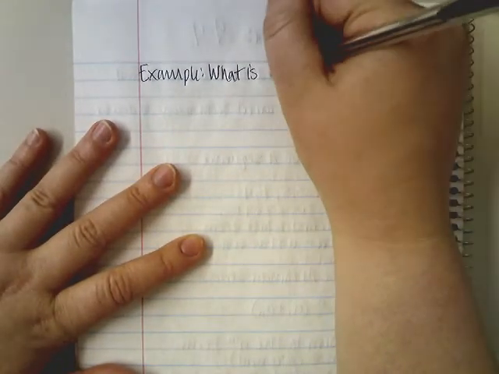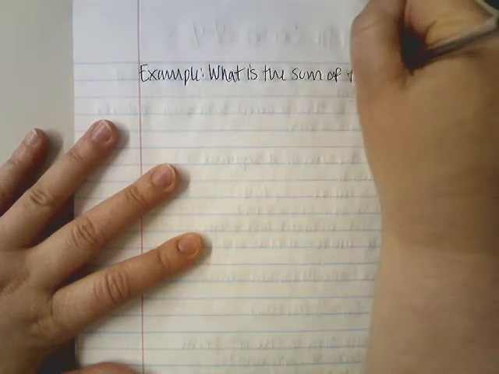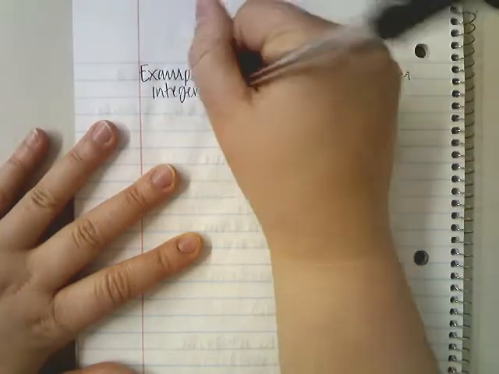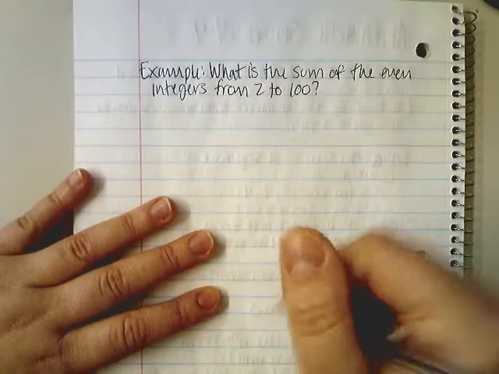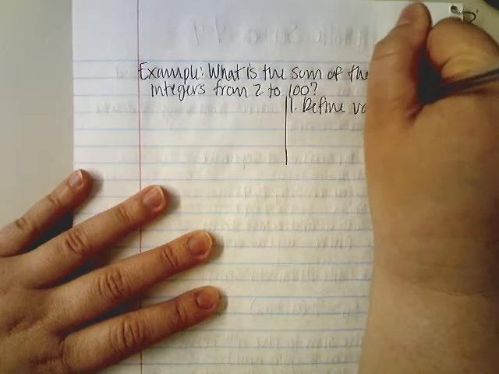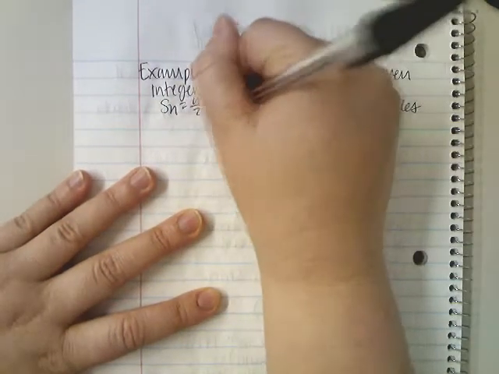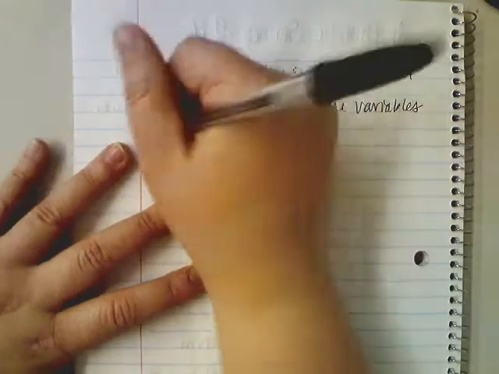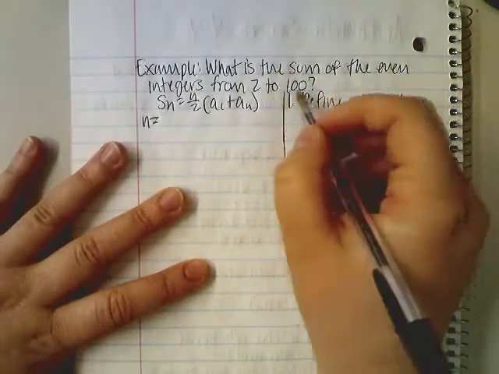So our example asks, what is the sum of the even integers from 2 to 100? So if we do that, first thing we need to do, step 1, is define our variables. So I'll rewrite our formula so we can have it in front of us. It's Sn equals n over 2 times (a1 plus an). And first thing, let's define n, because this one's a little bit different. I'll show you later how to solve for n if it's not given, but in this case, we can actually solve for it through reasoning.